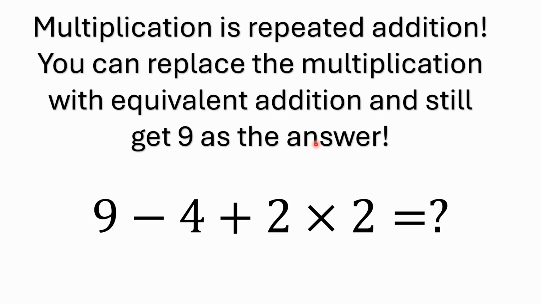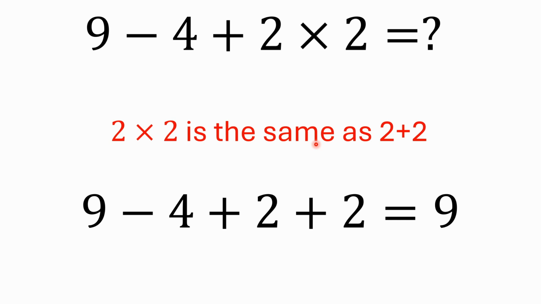And I touched on this a little bit earlier, but I said multiplication is repeated addition. You can replace the multiplication with equivalent addition and still get 9 as the answer. Now, this one's a pretty simple example, but what is 2 times 2? 2 times 2 is the same thing as adding 2 times, right? It's kind of like saying, 5 times 2 would be the same thing as adding 5 2 times. So you can replace 2 times 2, in this case, with 2 plus 2. It's the same thing. 9 minus 4 plus 2 plus 2 equals 9.